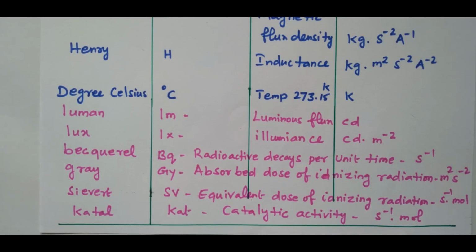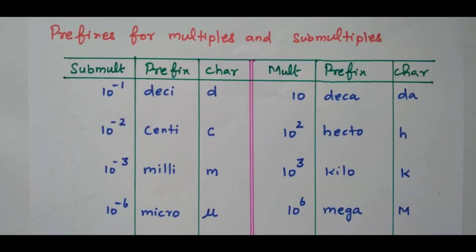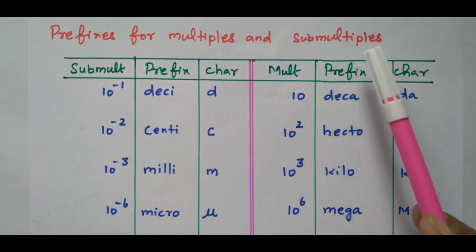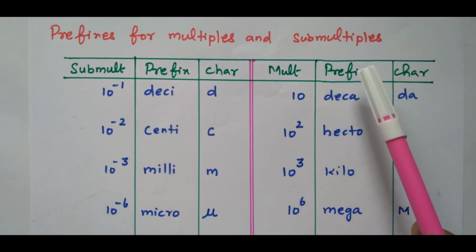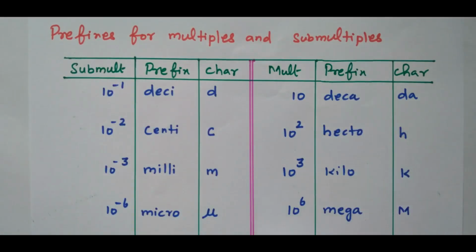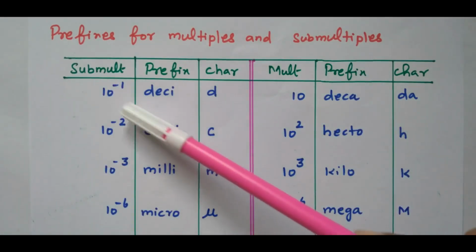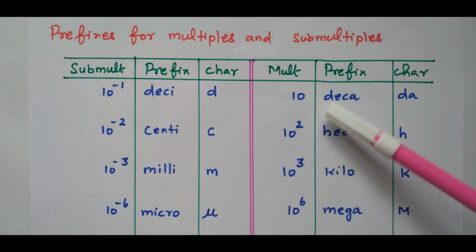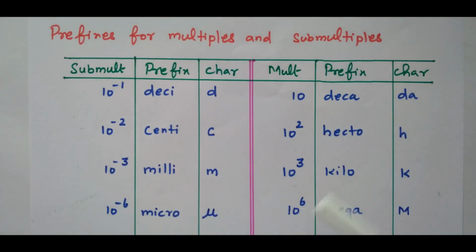Now we'll see the multiples and submultiples, from 10 to the power minus 24 to 10 to the power plus 24 available. We'll see the terms one by one. We'll see what the prefix is for multiples and submultiples, and how these units are represented with the prefix. First we'll start from 10 to the power minus 1. These are all negative. We'll go to positive later. First we'll see the negative.